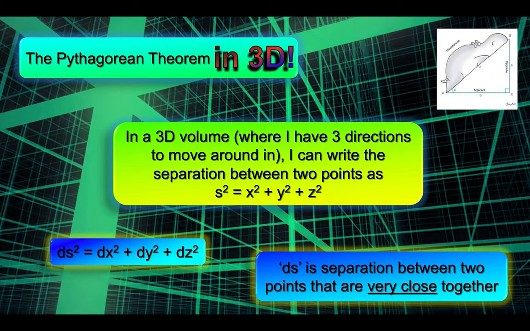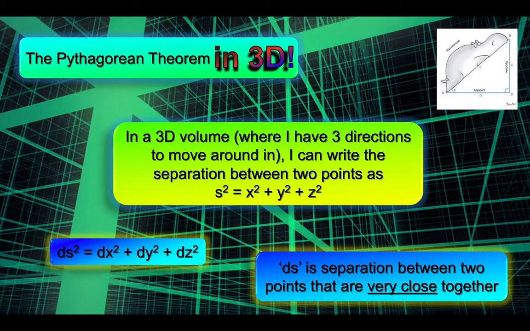And if I want to talk about the separation between 2 points that are really, really close together, I would say ds squared equals dx squared plus dy squared plus dz squared. So the separation between 2 points anywhere in 3D could be written like this. The separation between 2 points that are really, really close together is going to be written like this. The d essentially stands for a really small, minuscule distance.